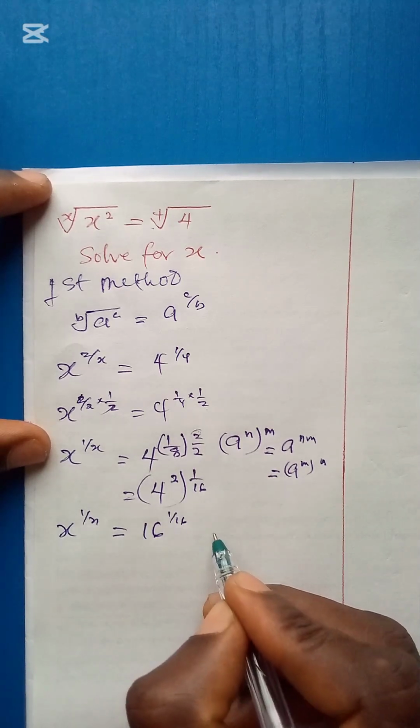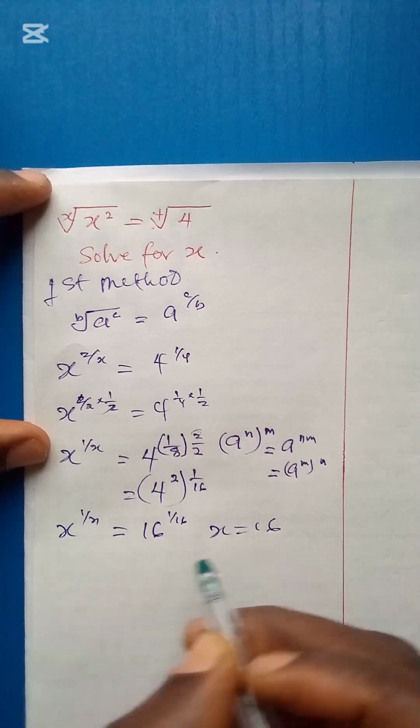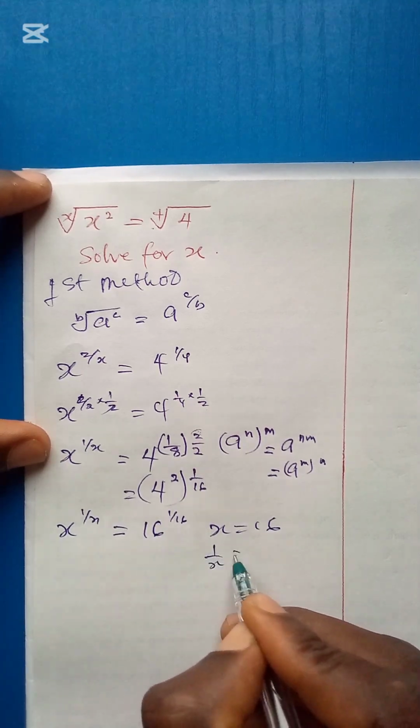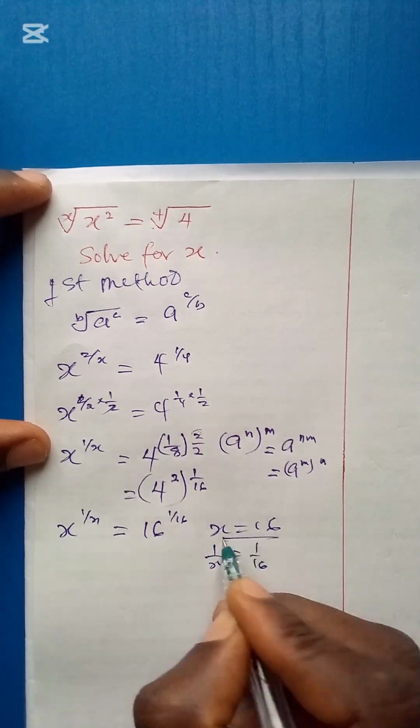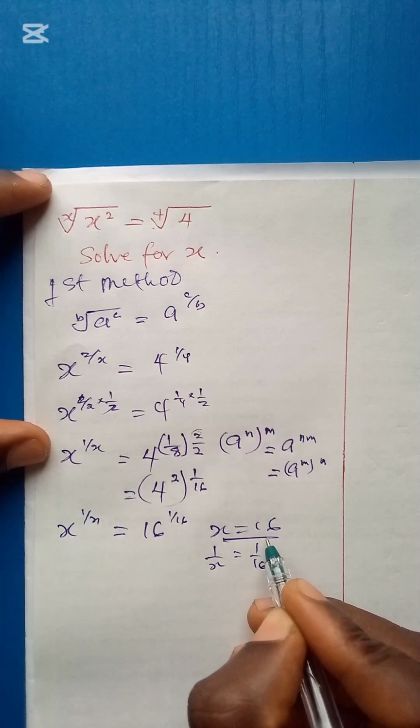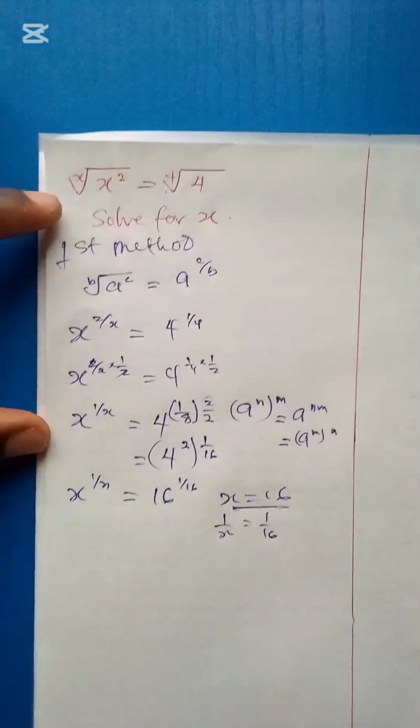If I equate the bases, x equals 16. If I equate the powers, 1 over x equals 1 over 16, I'll still get x equals 16. So I have x equals 16 here as a solution.